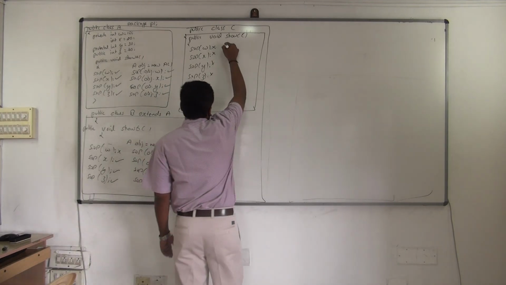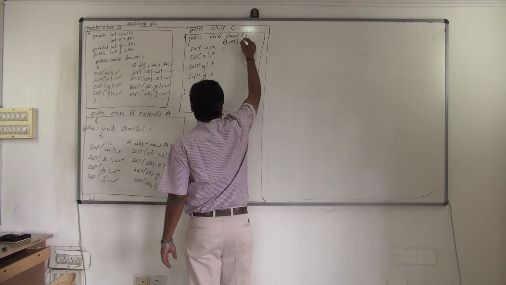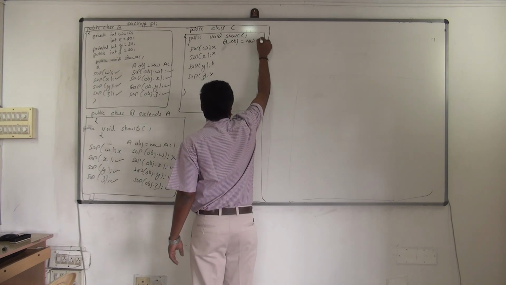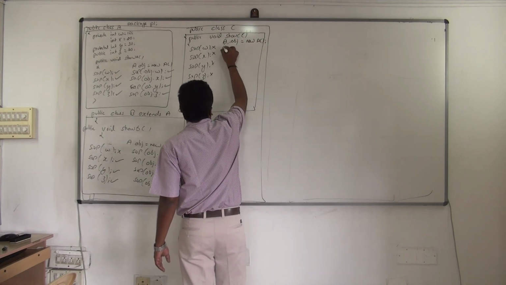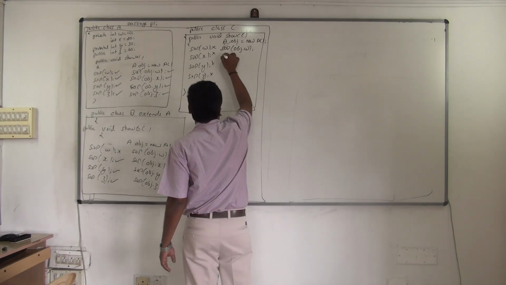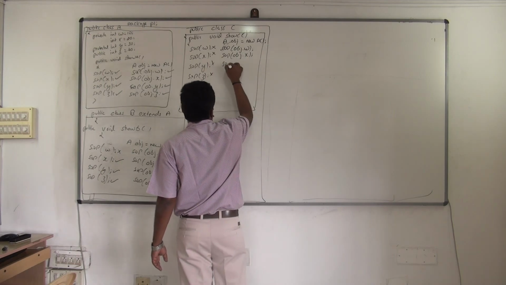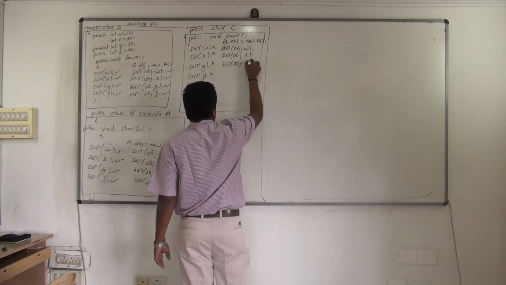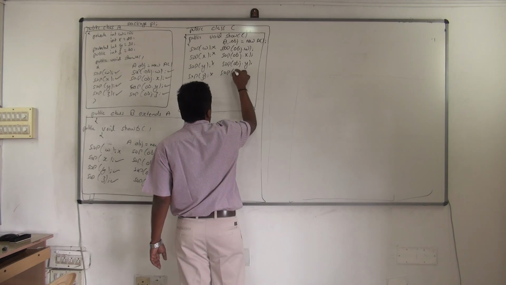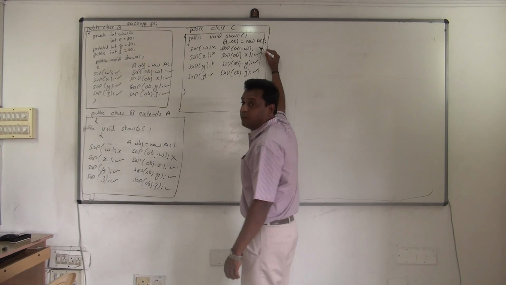But with an object I can access. See this. A object is equal to new A. SOP object dot W, SOP object dot X, SOP object dot Y, SOP object dot Z. So yes, you can access, for what?